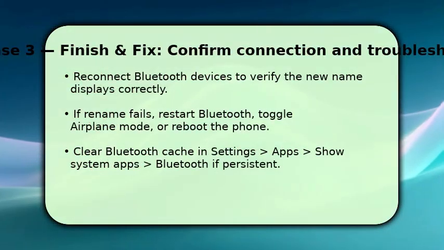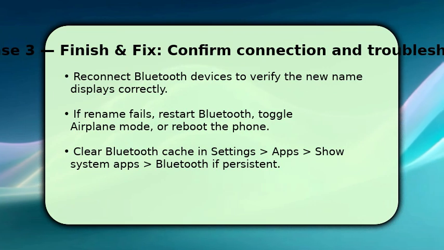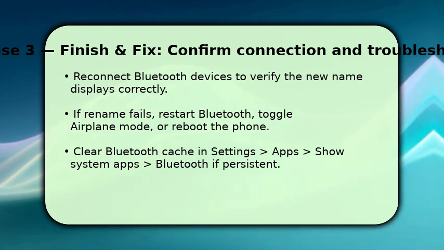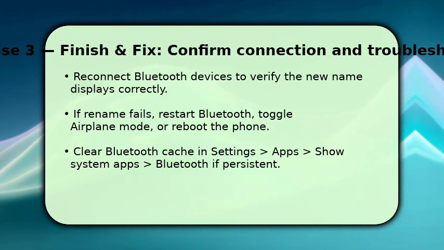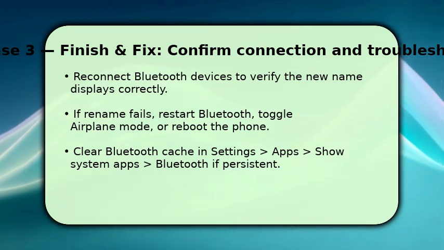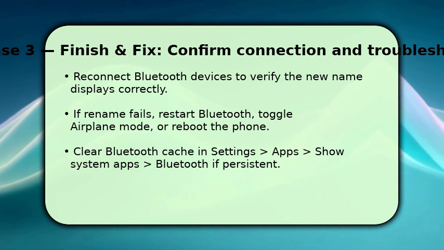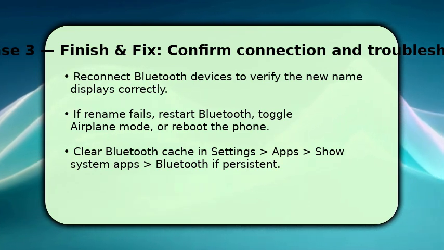You're almost done. Reconnect any paired device to confirm the new name shows up. If other devices still display the old name, first toggle Bluetooth off and on, or briefly enable airplane mode, then disable it. If that doesn't work, reboot the phone. This often flushes name caches.